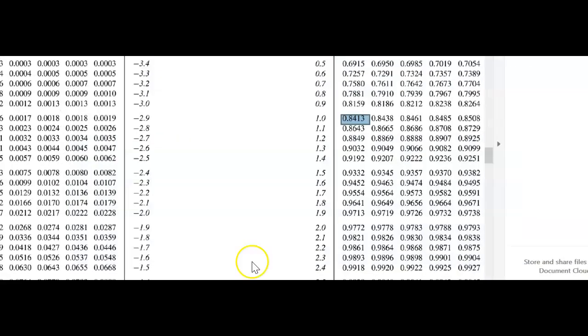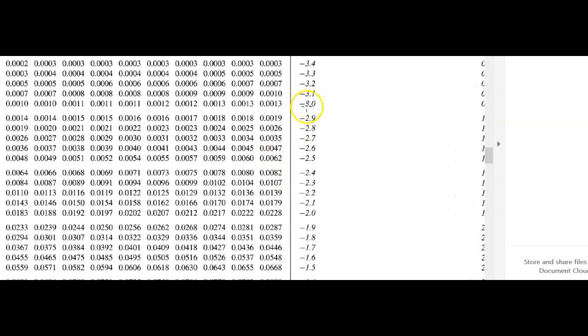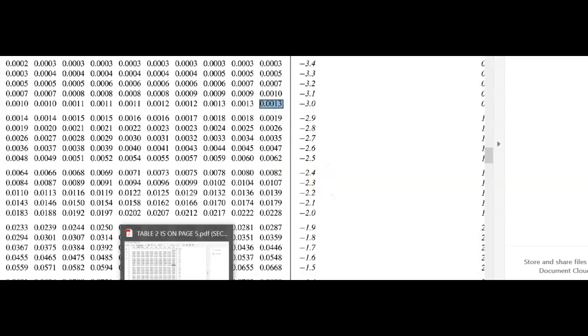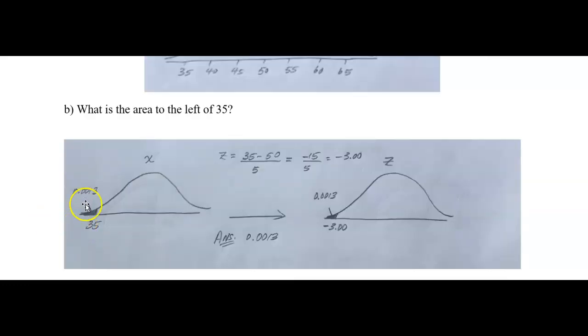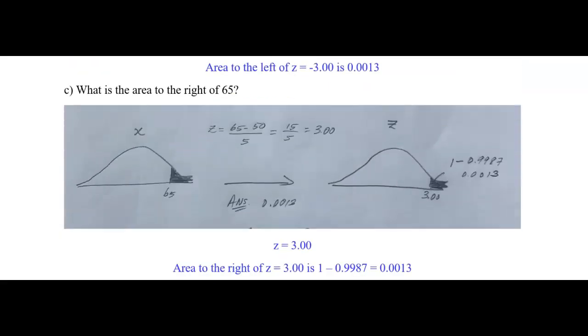Area to the left of 35. Find the z-score for 35. Negative 3.00. This is the area to the left of it. So the area to the left of 35 will be 0.0013. To the right of 65, same thing.